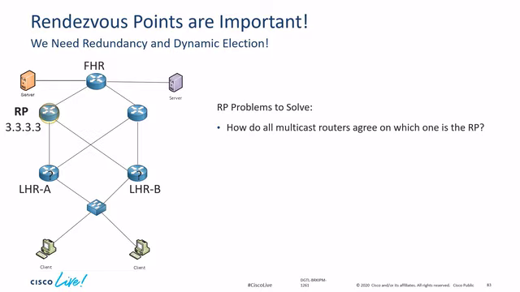How do all the multicast routers agree on who is the RP? They need to agree, because in order to rendezvous, we need to send all our PIM joins to the same place, and the sources need to register to the same place. So how do we discover that? How do we decide who is the rendezvous point?